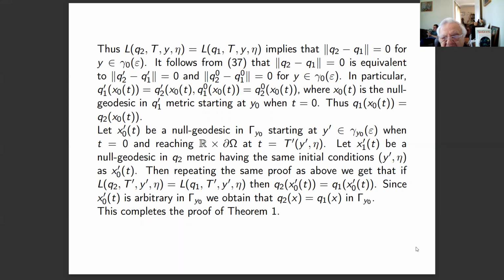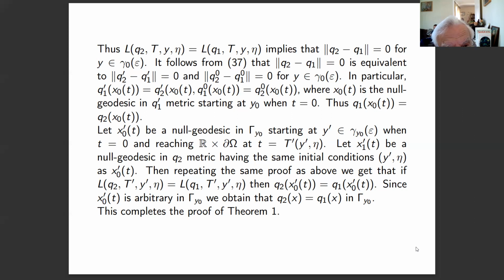Once again, if you have the prime norm equal to 0 and the 0 norm equal to 0, then we will have Q1 equal Q2 at point x0. So Q1 and Q2 combine Q prime and Q0. So now let x0 prime be null-geodesics in gamma. So we prove that Q1 of x0 equals Q2 of x0.